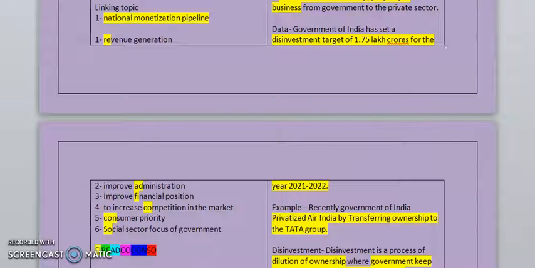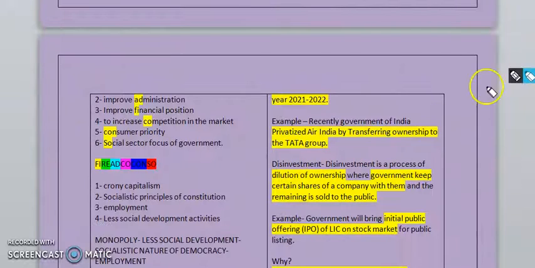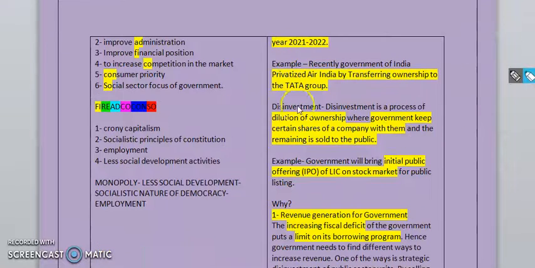Next is the example. You can supplement your definition and data with an example. As you know, recently the Government of India privatized Air India by transferring the ownership to the Tata Group. This can be a good example, as it is also a recent one. The previous point was privatization, and there is a small difference between disinvestment and privatization. So let's see what the difference is.